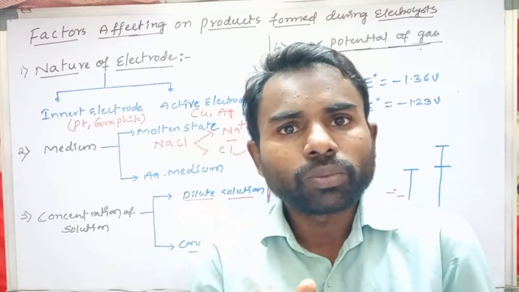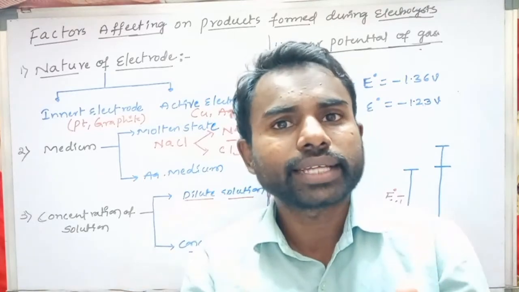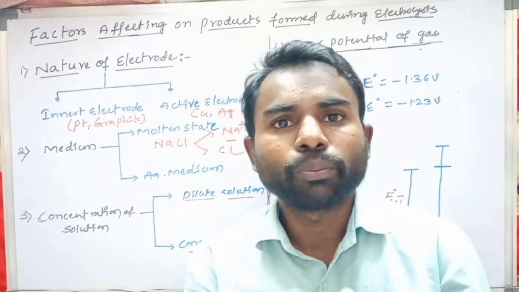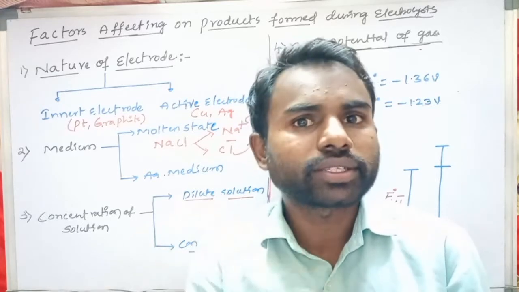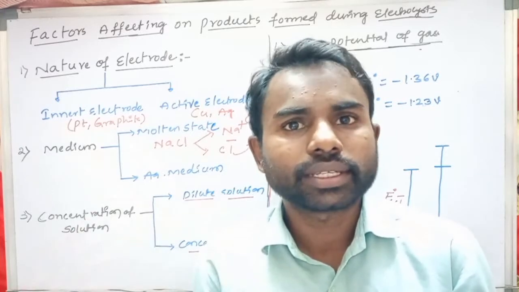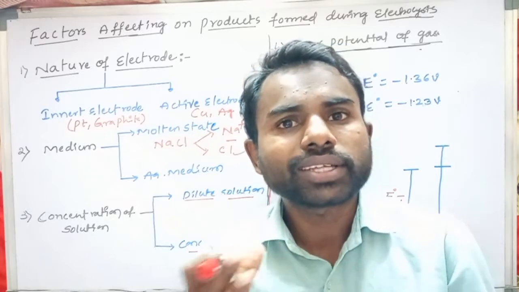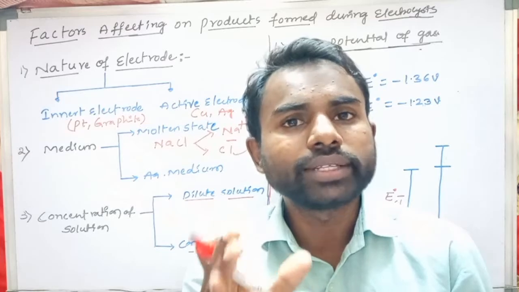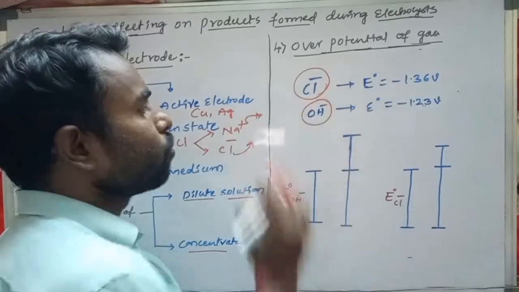Means two or more anions are present in an electrolytic cell. Then how can we decide the products? Based on the oxidation potential and reduction potential, which we will discuss in the electrochemical series. If two or more anions are present in an electrolytic cell, based on the oxidation potential we will decide the product. For example, see here, Cl minus and OH minus ion.